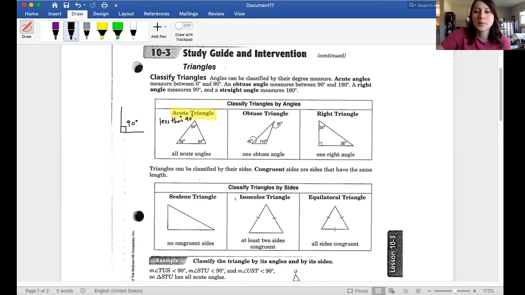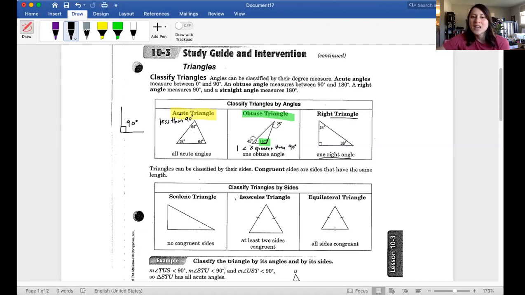So the next type, the opposite of that, would be an obtuse triangle. And that's where one angle is greater than 90 degrees. So one angle, and I'm going to use this symbol to show angle, is greater than 90 degrees. So you can kind of tell here, this angle is definitely bigger than a right angle. So this is an obtuse triangle. And then the third type is the right triangle, which means there is one right angle. Okay, so those are the three types.